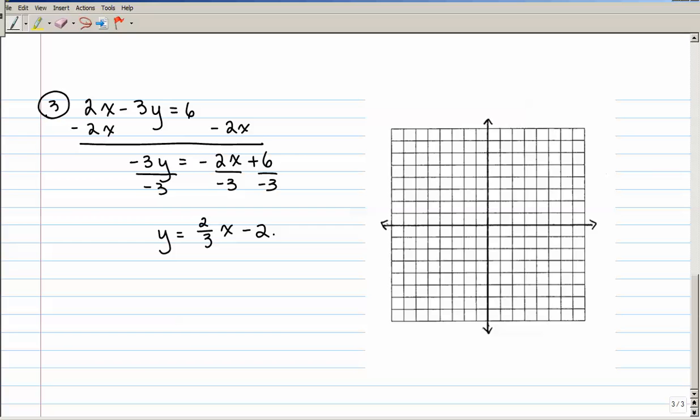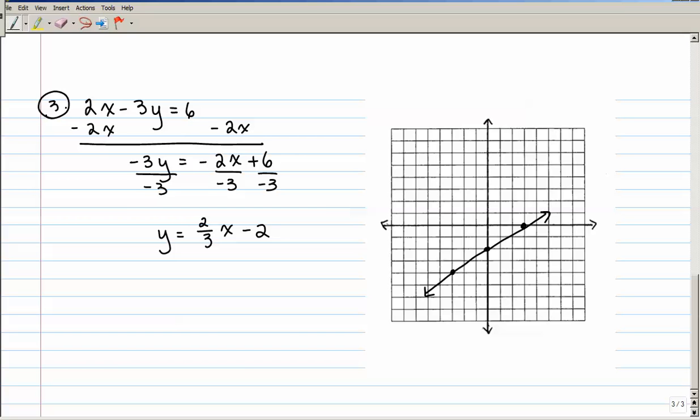So let's begin with our y-intercept of negative 2. And my slope is 2/3, and that will tell me how to move. So I will go up 2 and right 3, or down 2 and left 3, and connect those dots. And that's the graph of the equation y equals 2/3 x minus 2, or as it was given to us in standard form, 2x minus 3y equals 6.